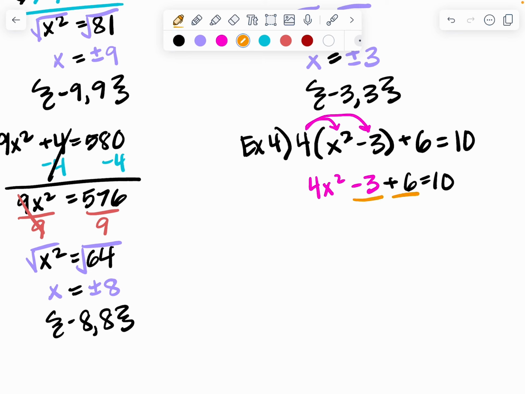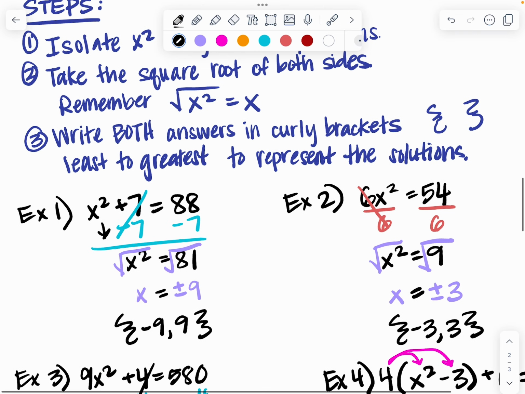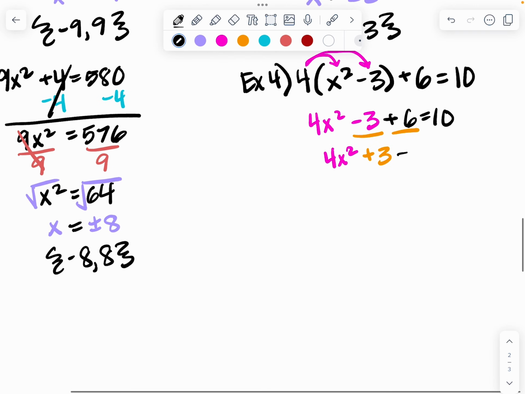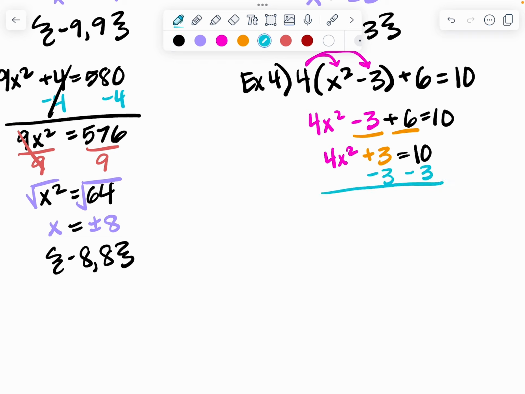Now I have like terms I can combine. So 4x squared, add these together, and I have plus 3, equals 10. Subtract 3. Four x squared equals 7.